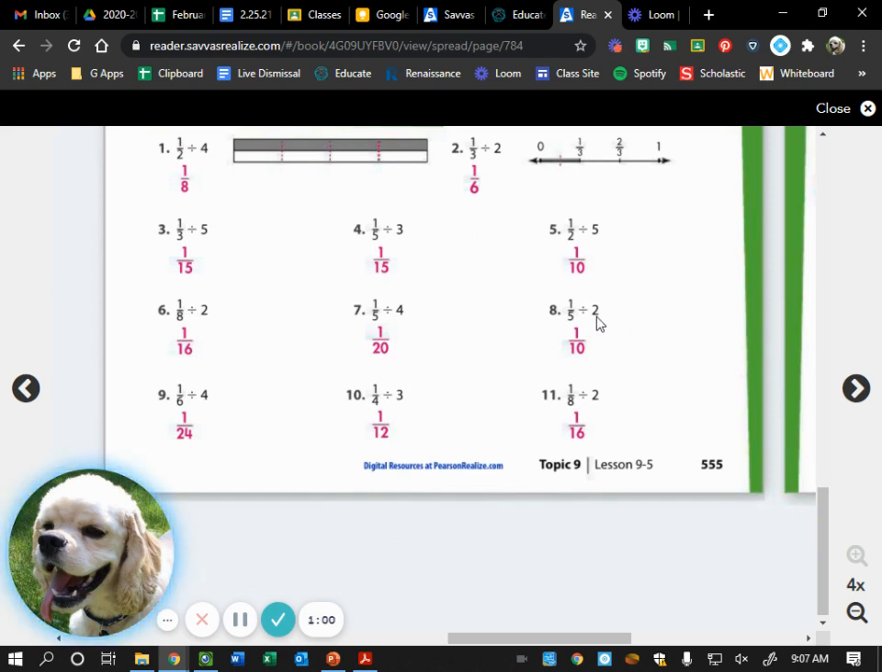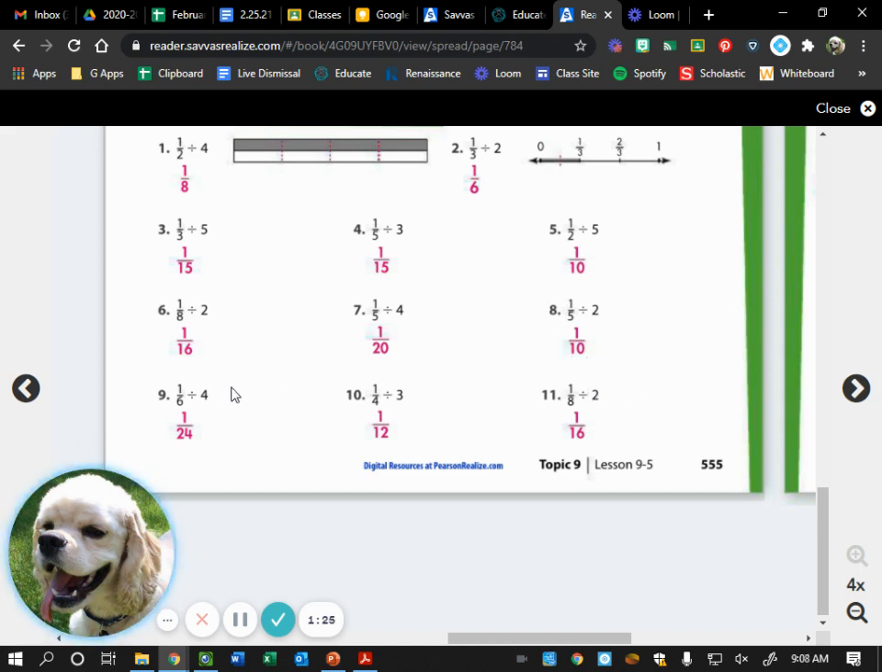Then we had 8 through 11. So for number 8, we would change the whole number 2 into 2 over 1. We would keep 1/5 the same, change our division symbol into multiplication, and 2 over 1, we would write the reciprocal, which is 1 over 2. Well, 1 times 1 is 1. 5 times 2 is 10 for 1/10. Give me a thumbs up if you got number 8 correct. Awesome. Then we had number 9.